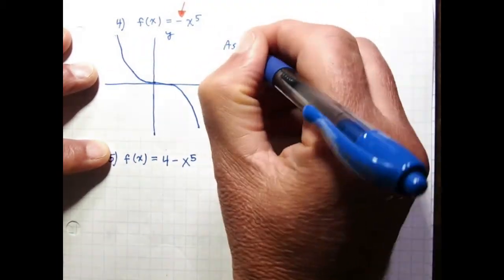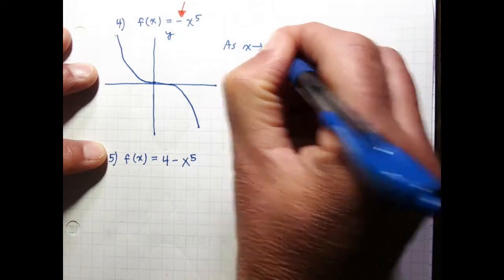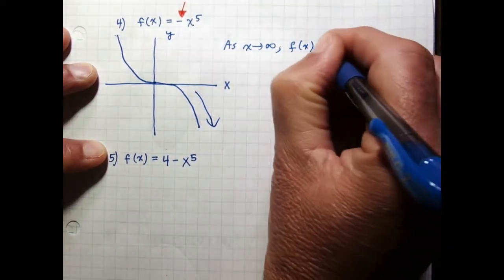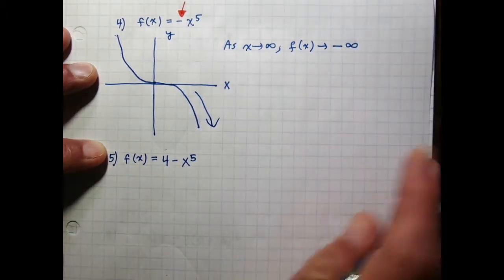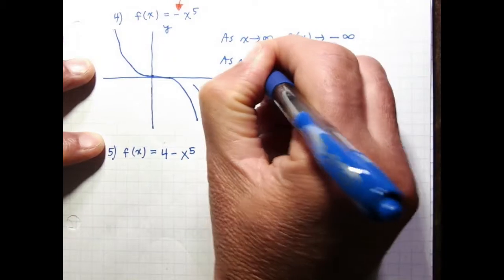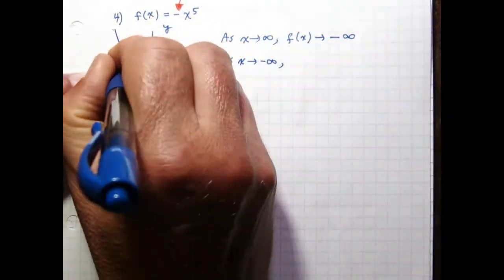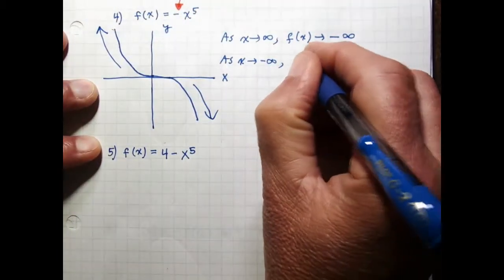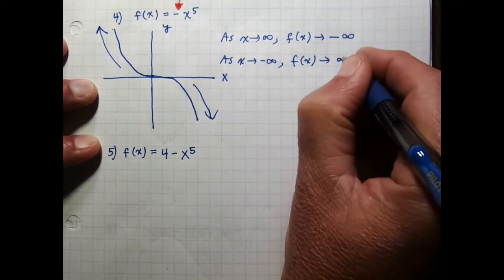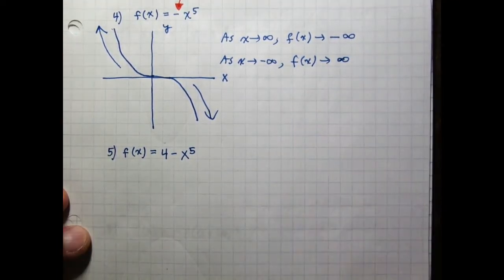So what does that mean about end behavior? As x approaches infinity here, f of x is approaching minus infinity. As x approaches minus infinity, in this case, f of x approaches positive infinity, right?